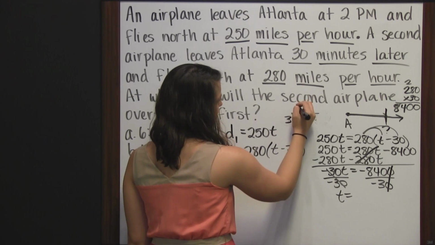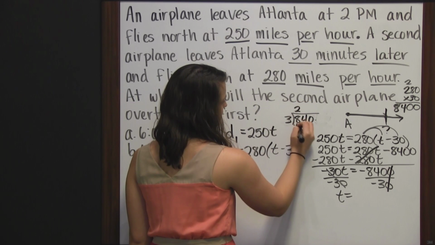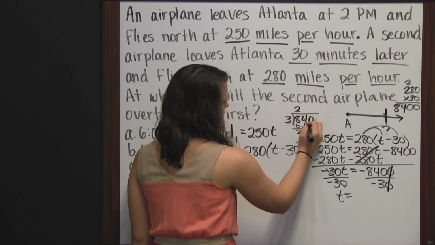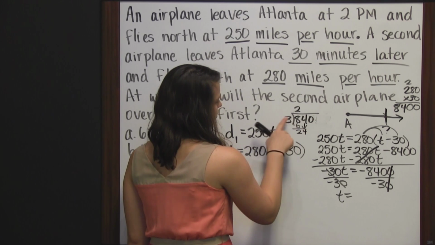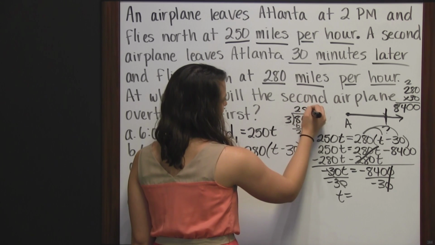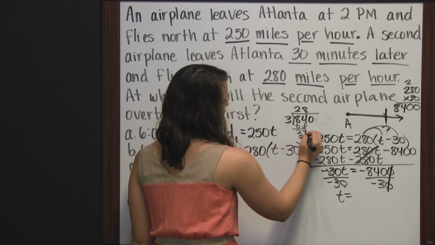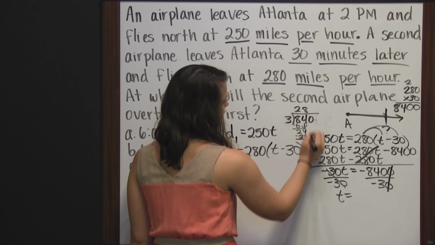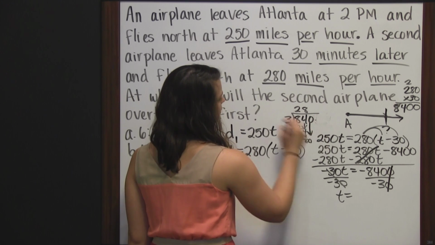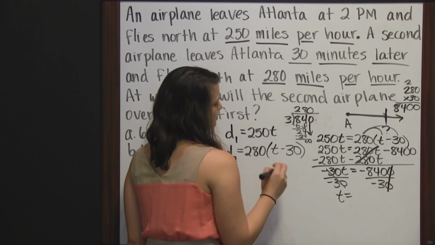3 goes into 8 2 times. That's 6. Subtract and you get 2. Bring down the 4. 3 goes into 24 8 times. 3 times 8 is 24. Subtract and you get 0. Bring down your 0. 3 goes into 0 0 times.